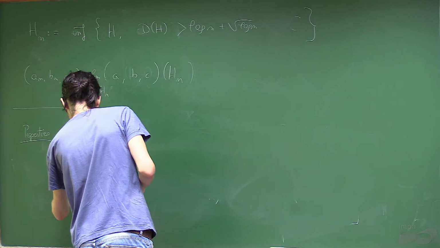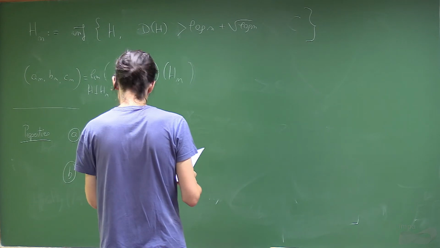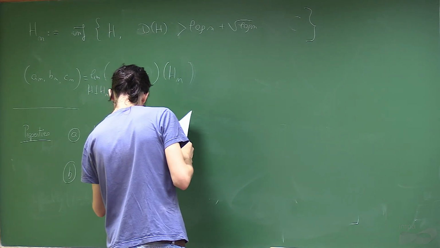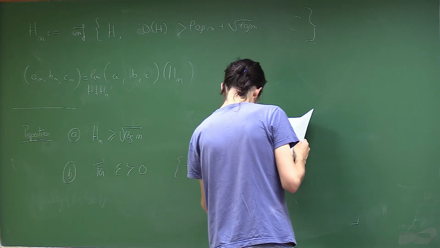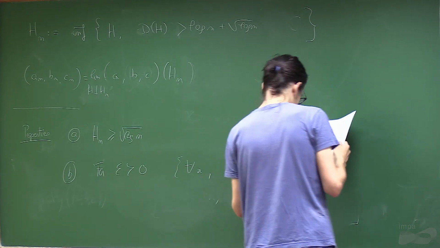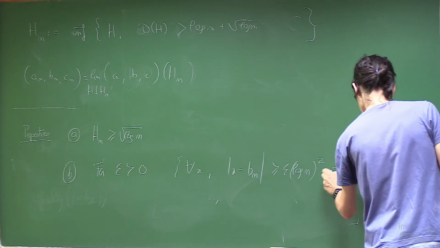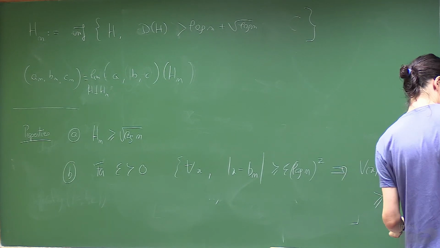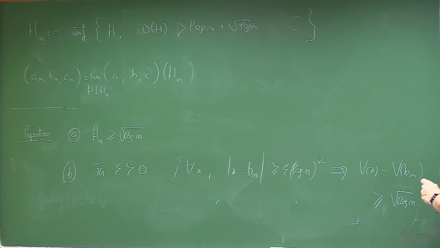The second thing is, for epsilon positive, what I have is that for all x, |x minus b_n| larger than epsilon log n square implies V(x) minus V(b_n) larger than square root of log n. Square root of log n, you will see it's not something super important. It's just a convenient quantity in the computation, but you can choose something else.